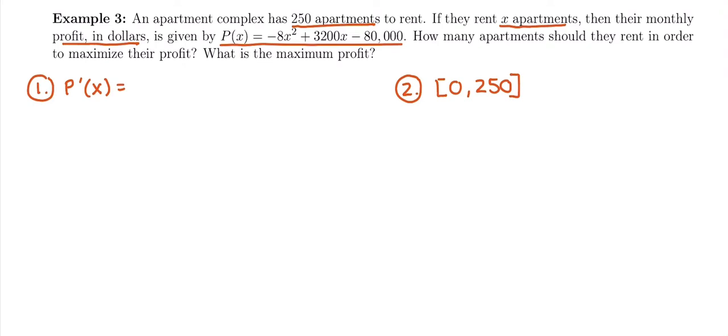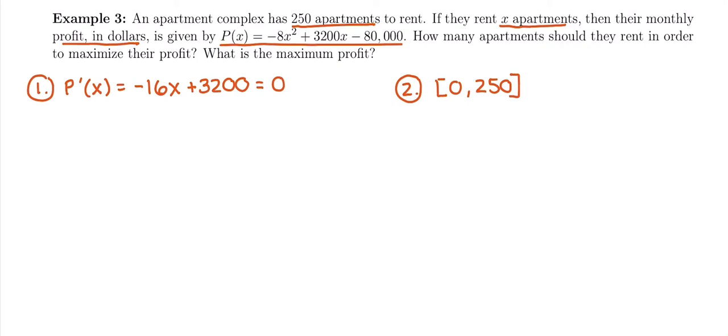So now we're ready to take the derivative of negative 8x squared. We're going to bring down that power. Negative 8 times 2 is going to be negative 16x to the first. Derivative of 3200x is 3200. And derivative of negative 80,000 is just 0. It's a constant. So we have our derivative. We're going to set it equal to 0.